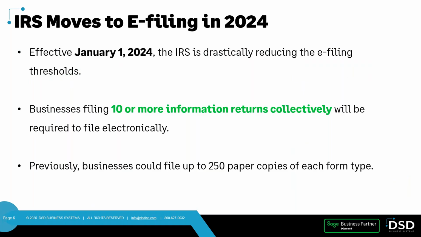Now, this is old news at this point, but just a reminder that in 2024, the IRS moved to e-filing. So if you are filing 10 or more returns collectively, then you will be required to file electronically with the IRS. Previously, you had 250 copies, so it was a big drop. Again, it's something that has happened for a couple of years now, but just a reminder, because this does affect the way that you need to submit your forms to the IRS, and probably for most of our users here at Sage Intacct.